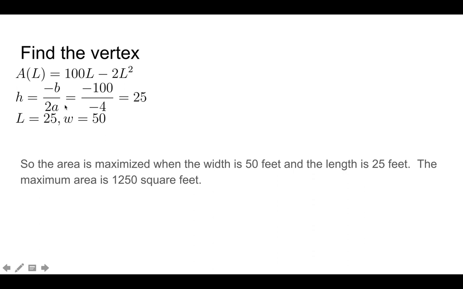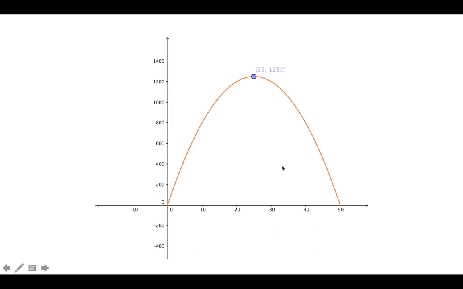Or another way, area is just length times width. Since I know both length and width now, I could just take 50 times 25, and guess what? I get 1250. So here, this orange graph is our area as a function of length. Down here, on my x-axis, I have the possible lengths. Notice that if I have a length of 0, if I build my fence all just in a line, then I would have a 100-foot fence in a line. I get no area out of that.